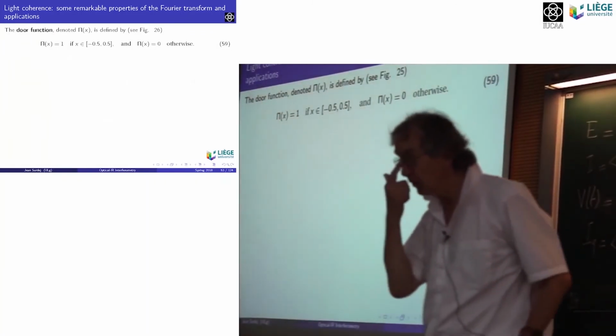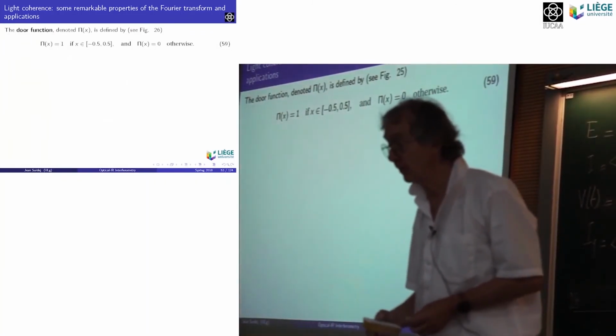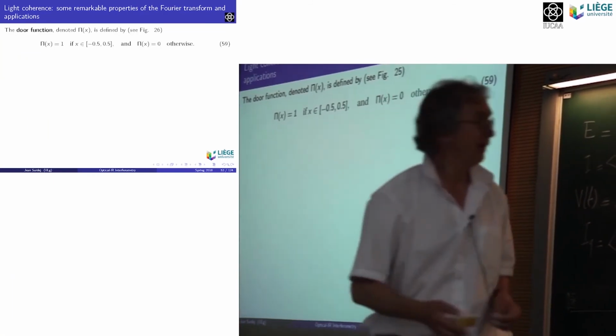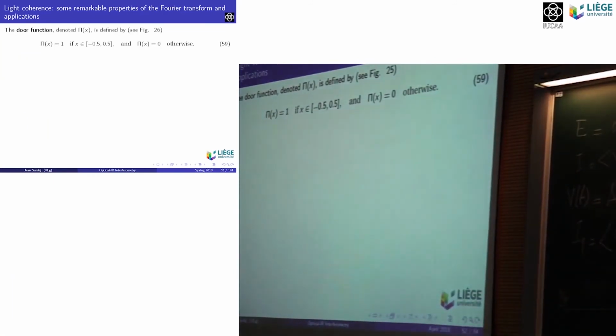Now it's good. The door function, because it will be very often used also.